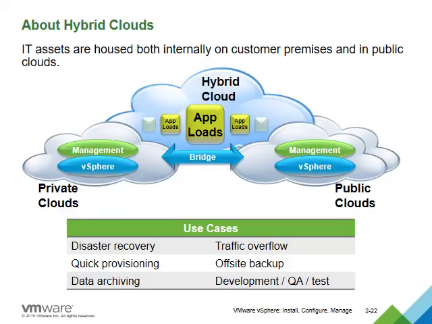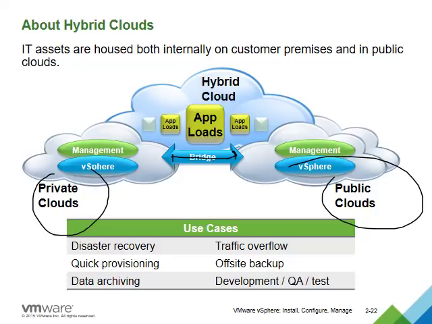In a hybrid cloud, your IT assets are housed both internally on the customer premises and in the public clouds. VMware vCloud Air is a secure, dedicated hybrid cloud platform that is built on the vSphere foundation. It acts as a bridge, as you see here, between the public and private clouds, allowing access across both. It's basically used for disaster recovery, quick provisioning, data archiving, traffic overflow, offsite backup, development, testing, and there are multiple other things you can do with this.